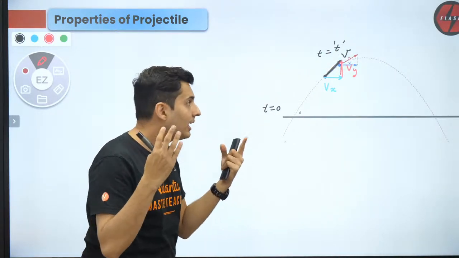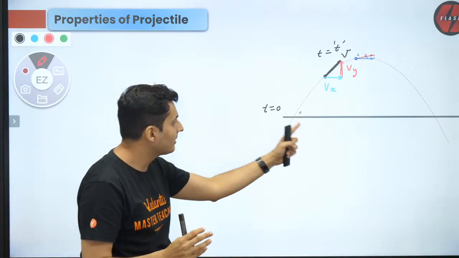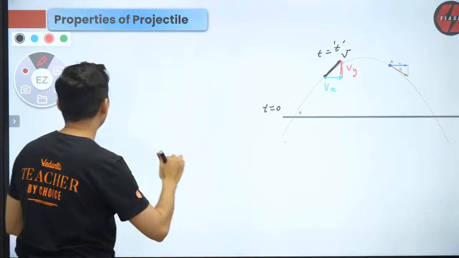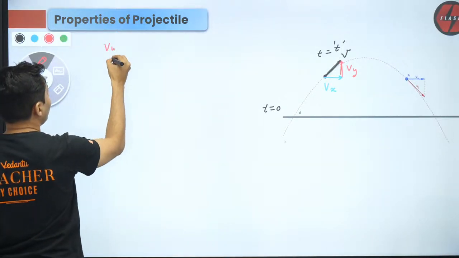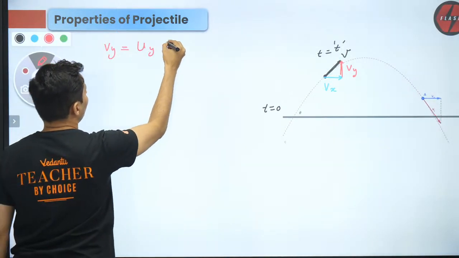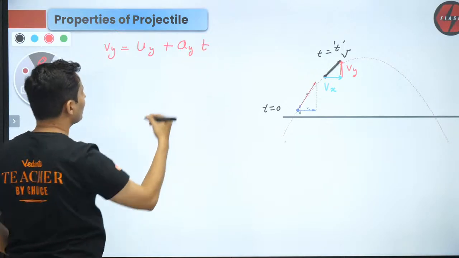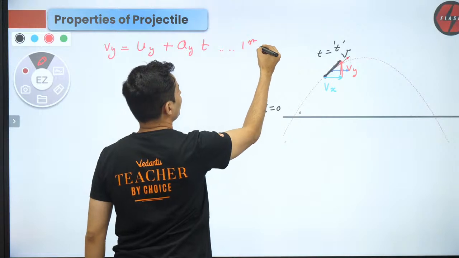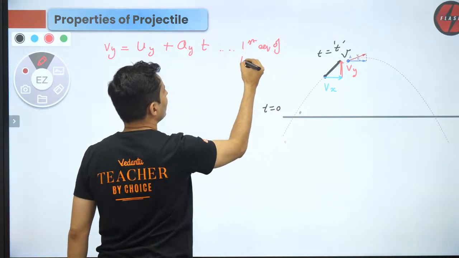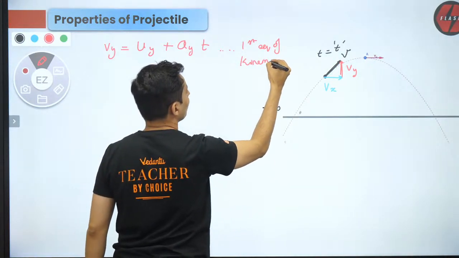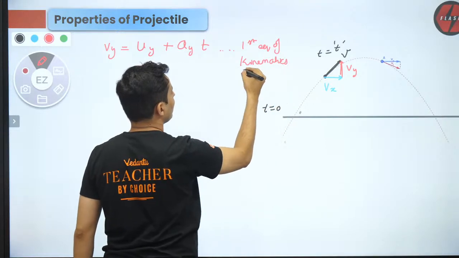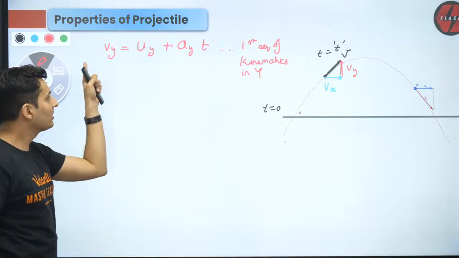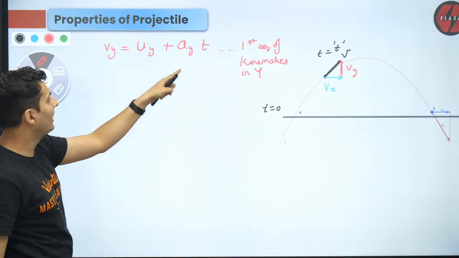So think, guys, I just told you whatever happens in X depends on X. Whatever happens in Y is because of the Y. So can I not say Vy is Uy plus Ay t? This is what? The first equation of kinematics, but it is in the y direction. That's it. So this is the first equation of kinematics in the y direction.